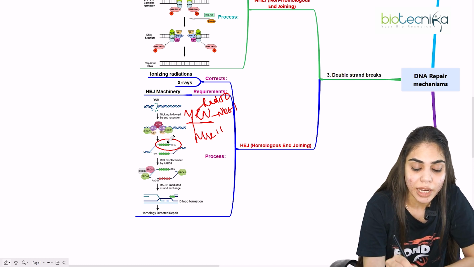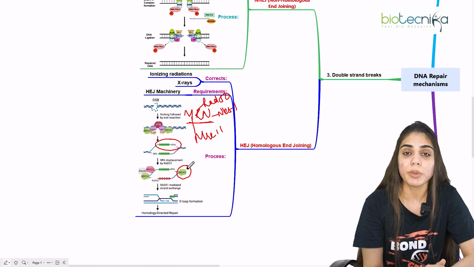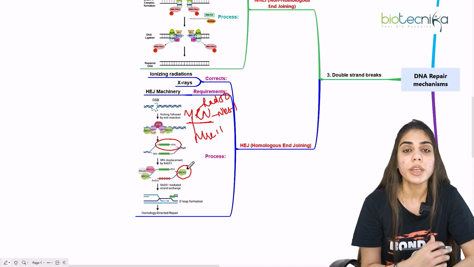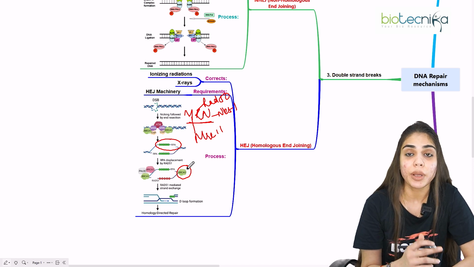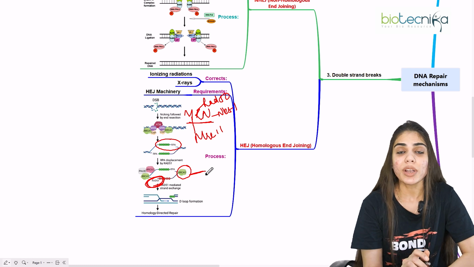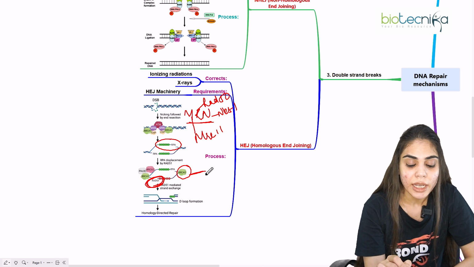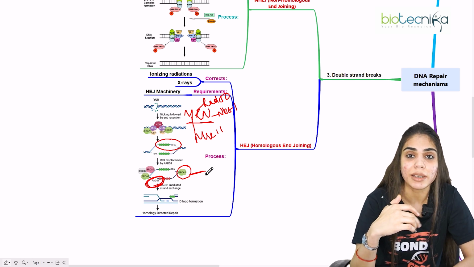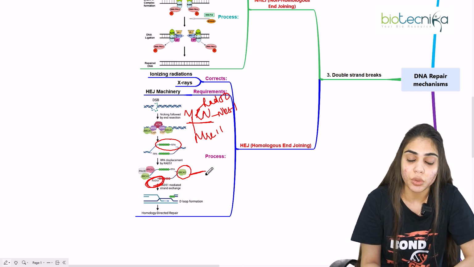Now the next step: this RPA will be replaced by BRCA2. You can see this is a tumor suppressor gene. RPA will be just replaced by BRCA2, similar in function. Why? Because now the next enzyme will be acting, that is called RAD51. RAD51 needs BRCA2 for its function. So once RAD51 is recruited, it will add BRCA2 to this template and replace RPA, and the single stranded maintenance will be performed by BRCA2 itself, which is a type of tumor suppressor gene associated with breast cancer.